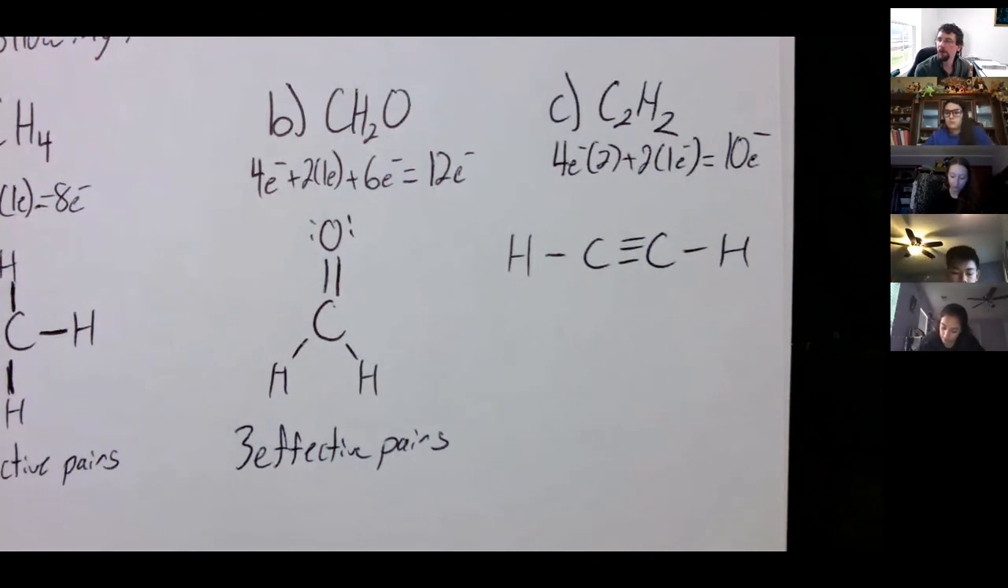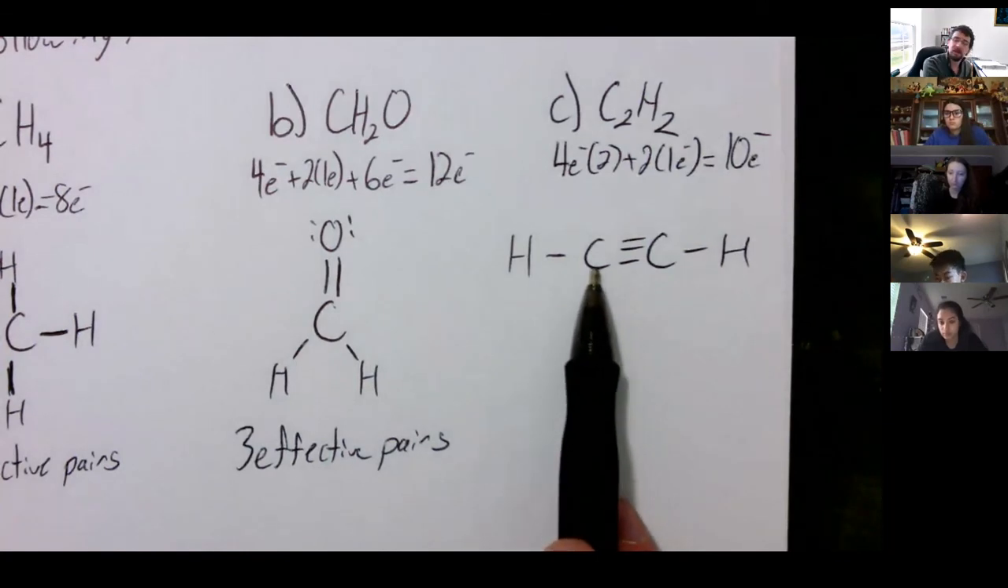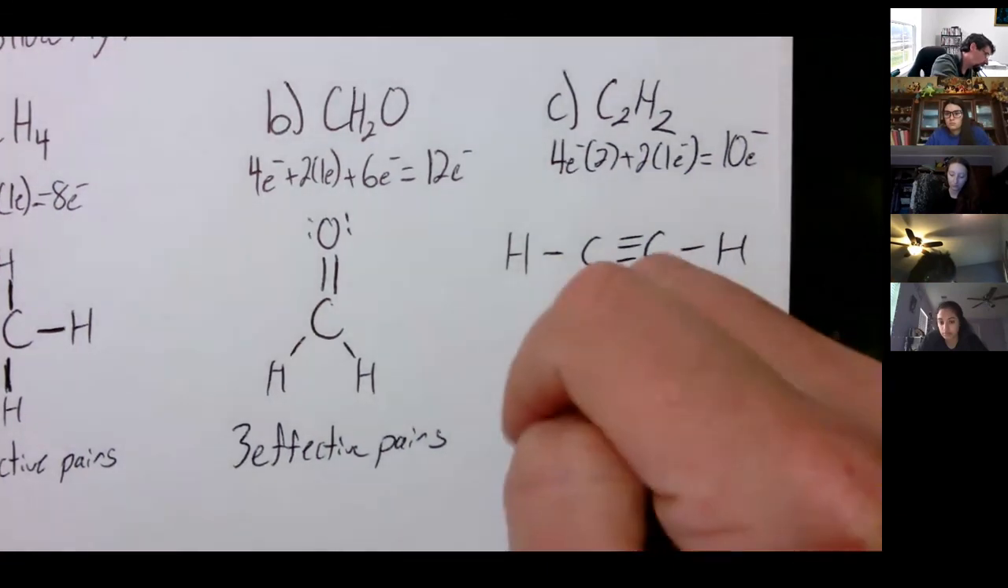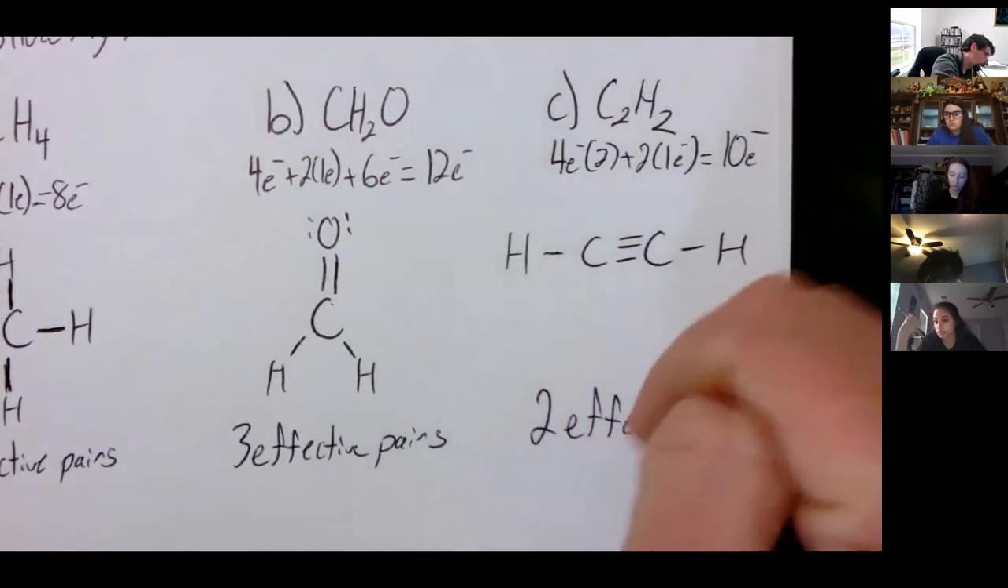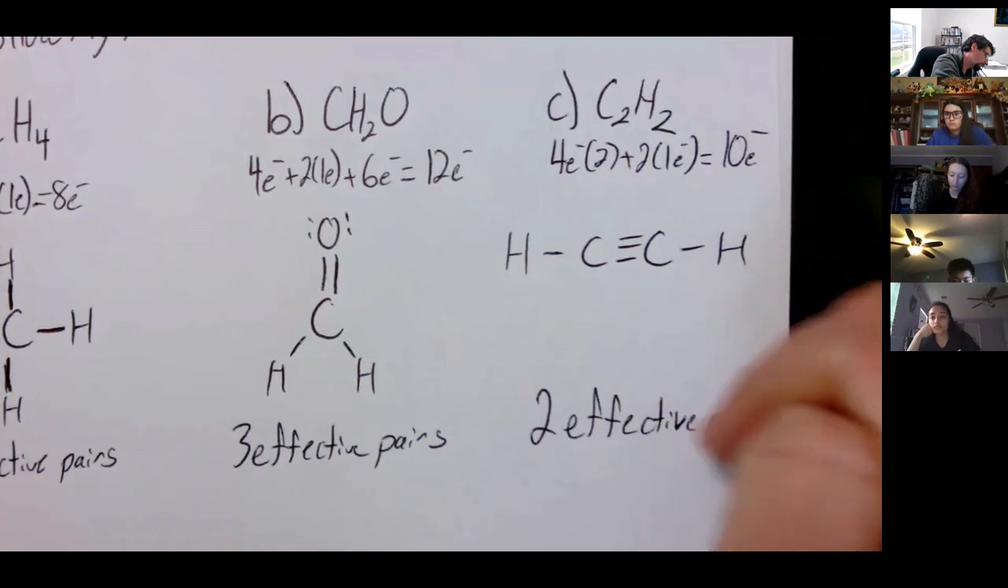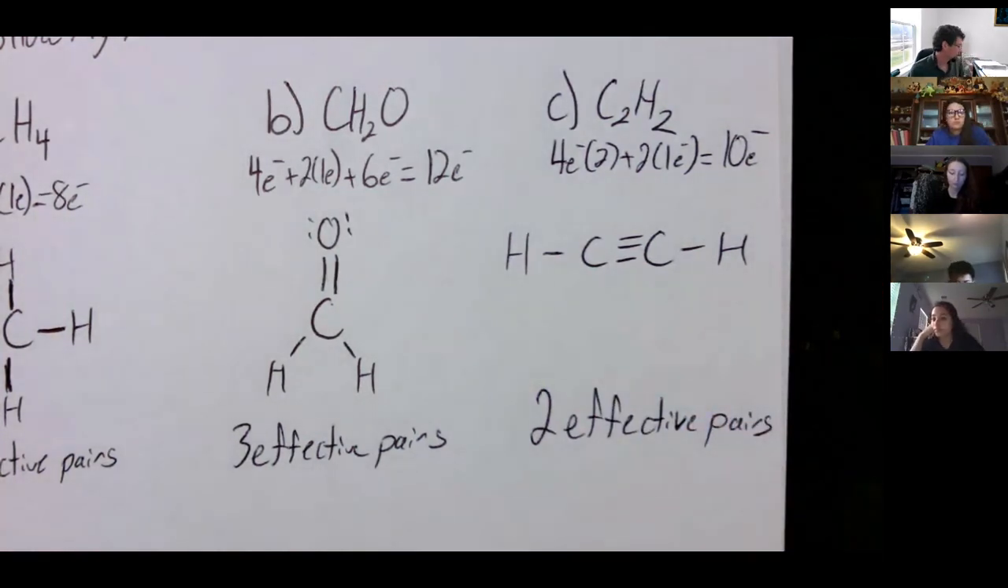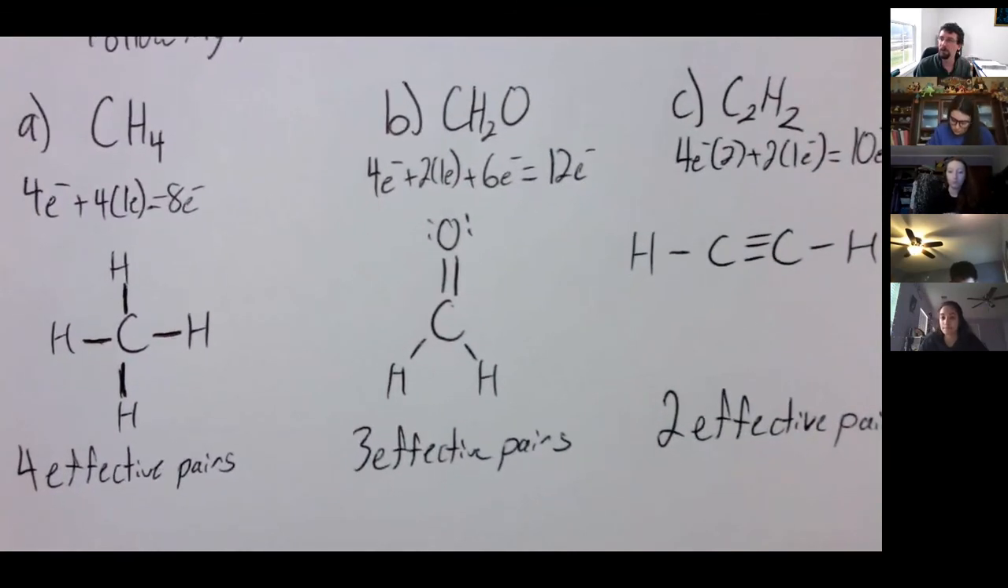There are 2 central atoms in this case. They're both the carbons, right? But we're just going to look at one of them. How many effective pairs are around this carbon? 2. Yep, 2 effective pairs. Okay. So that gives you an idea of what the effective pairs are and how to diagnose them. Does everybody feel comfortable that they can do that? Because you need to have that skill before we can continue on.